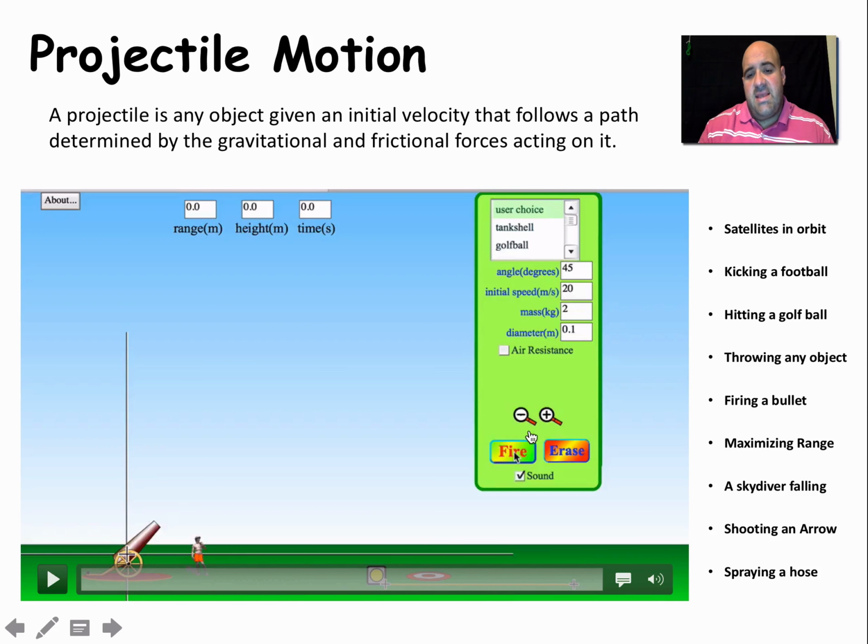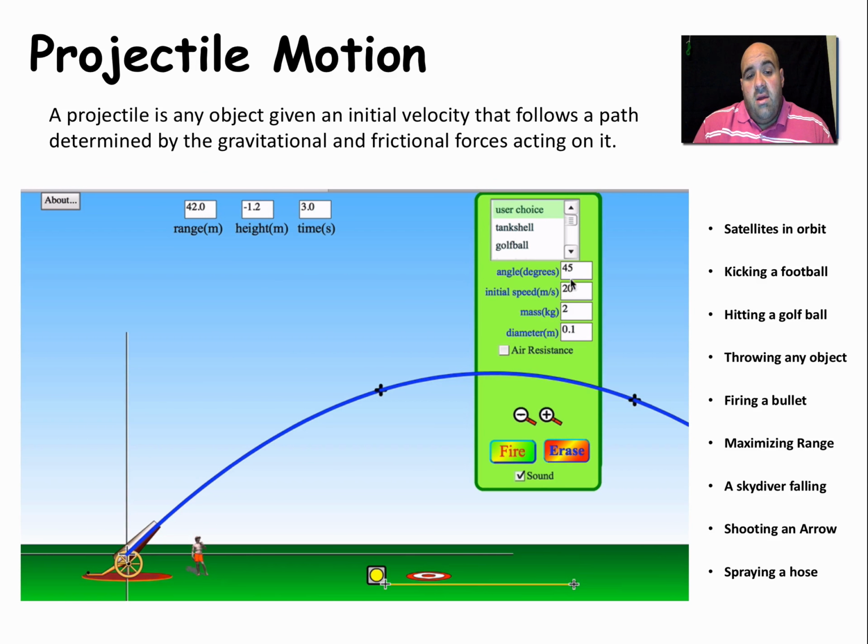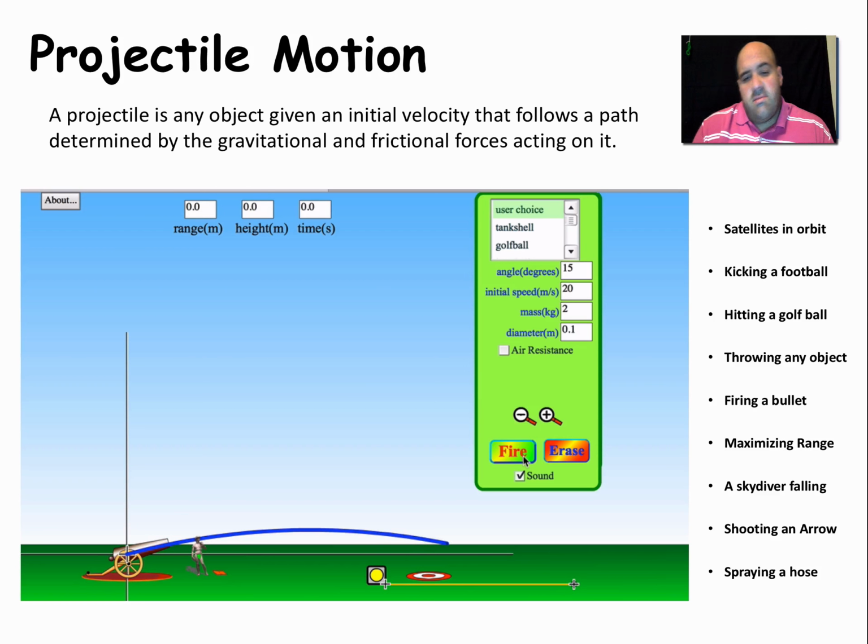And just to see an example of what we mean by projectile motion, here's a video of a cannon firing. That is a projectile. Once the cannonball is fired, the only forces acting on it are gravity and air resistance or friction. So that's our definition of a projectile.